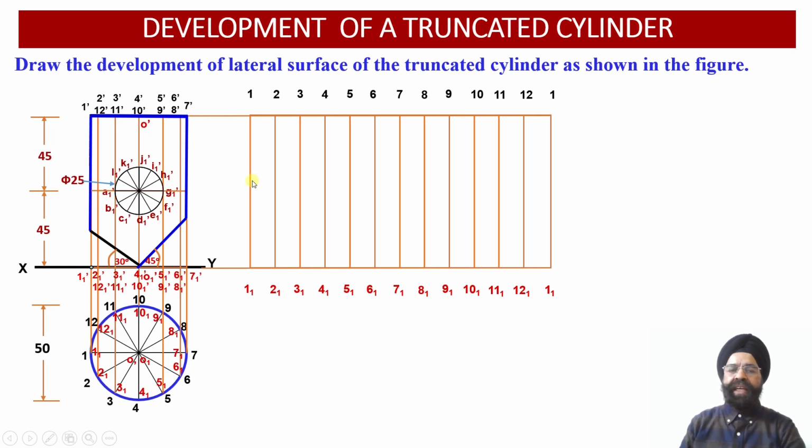So we can see there are 12 vertical generators, 1, 1, 1, 2, 2, 2 up to the points 12, 12, 1 and 1, 1, 1 over here. So these 12 vertical generators which we had obtained into the front view projections, they have been appropriately marked into the lateral surface of the untruncated cylinder over here.